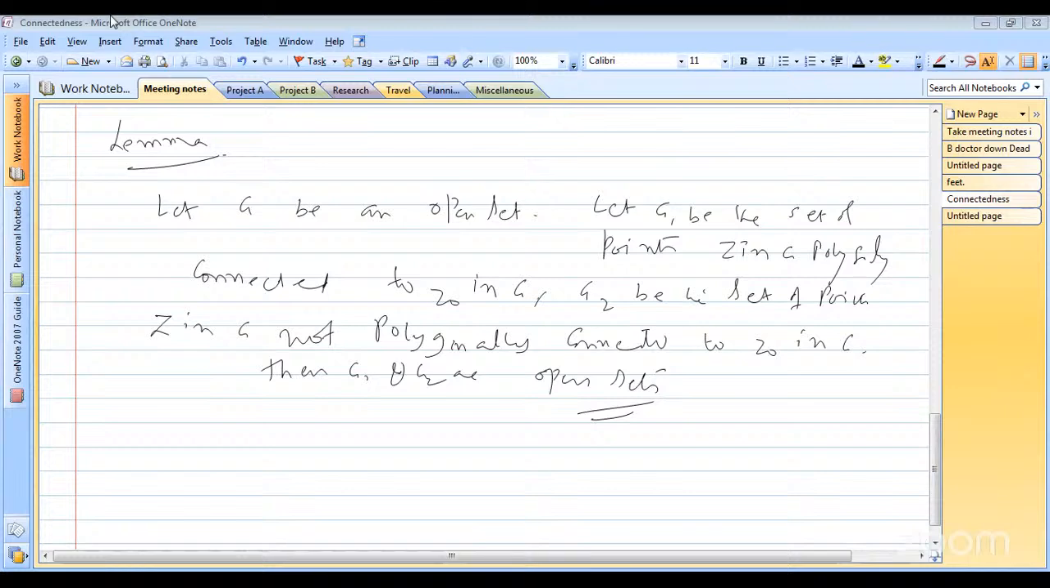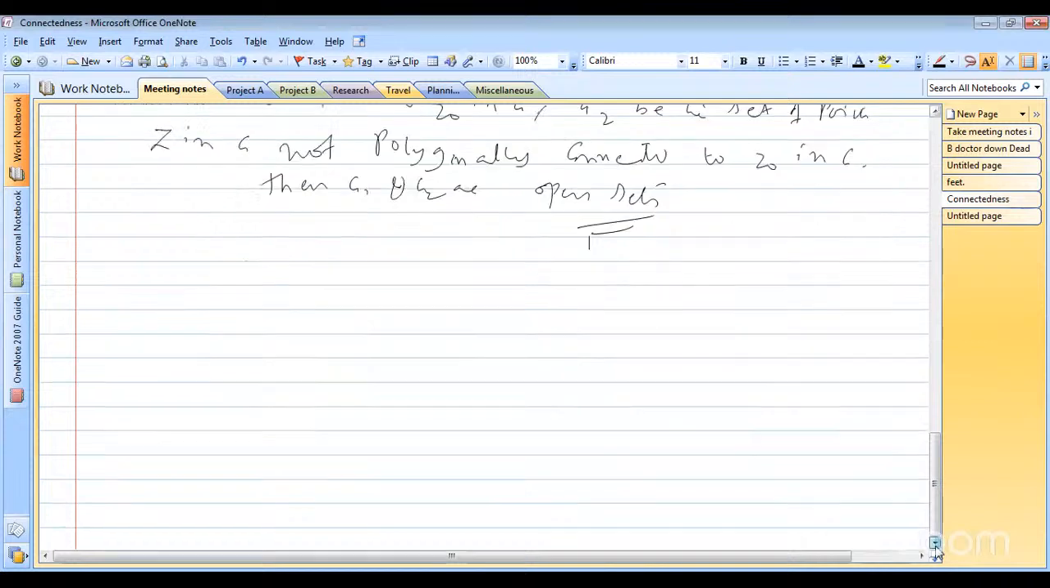Polygonal means relating to a two-dimensional shape with straight sides. A polygon is a closed shape, meaning all its sides meet at the endpoints. So it is a closed shape with straight sides, and that is what we mean by polygonal here. Then another one, the proof we are taking here.